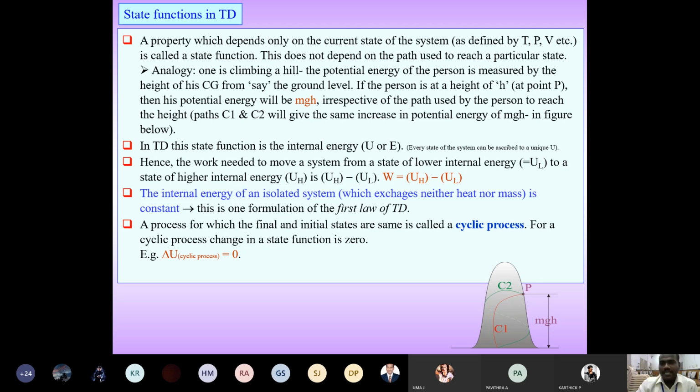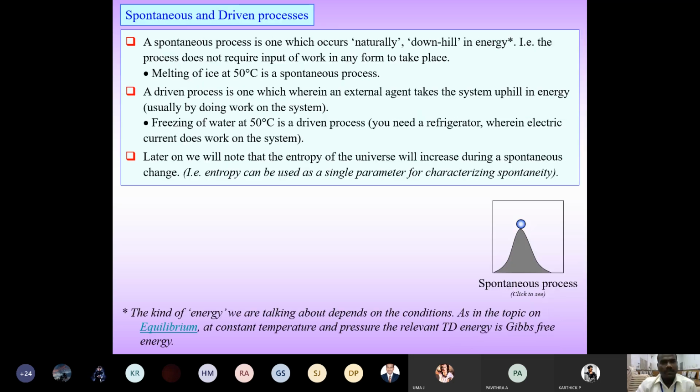Right. So we can have C2, C1 paths, but the potential energy for these two paths will be the same. So this is called a state function. A state function is not dependent on path. This is an example of state functions. Then what is a spontaneous process and what is a driven process?